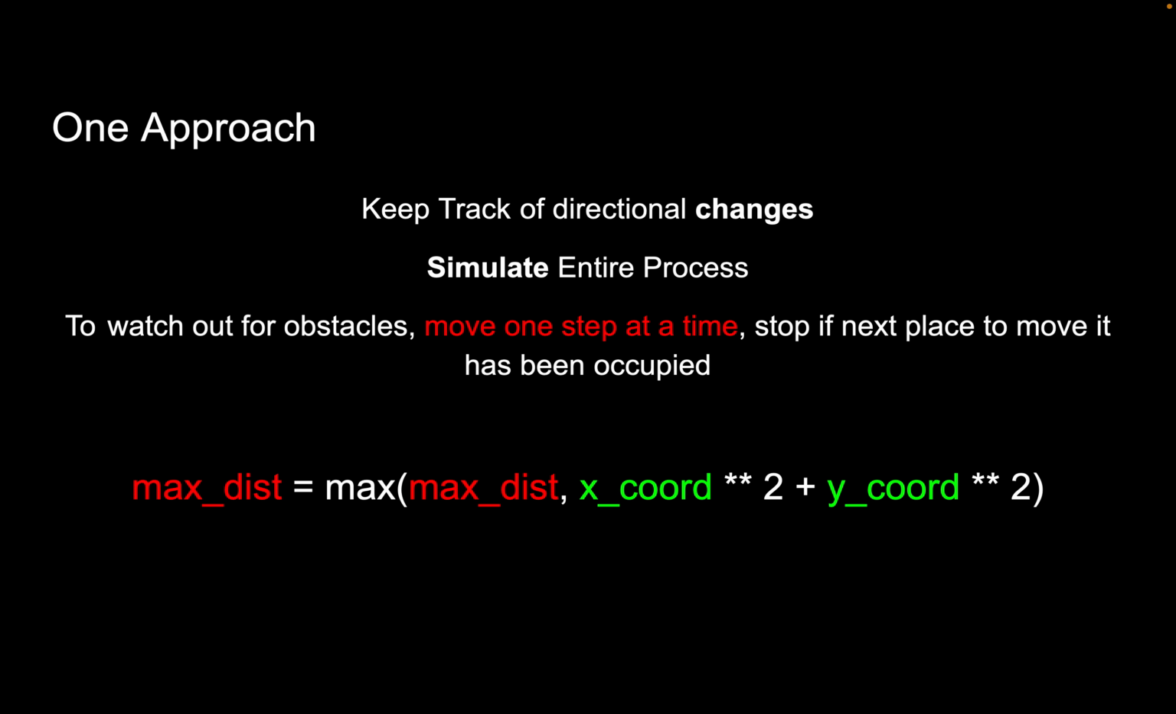One approach that we could do is keep track of all the directional changes that we need and simulate the entire process. To watch out for the obstacles, we can store each obstacle in a set to allow for O(1) lookup time and move 1 step at a time as we iterate through k, and we stop if the next place to move has already been occupied. The max distance will have the same formula as you can see here.